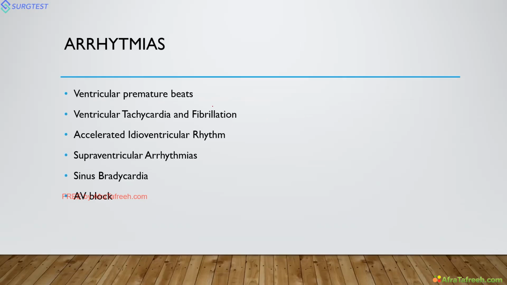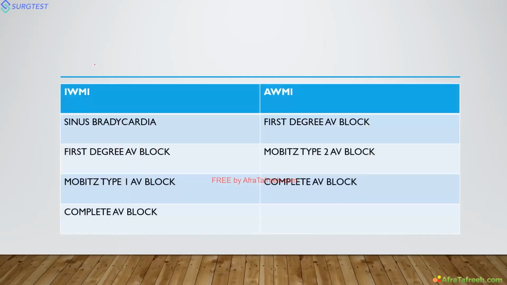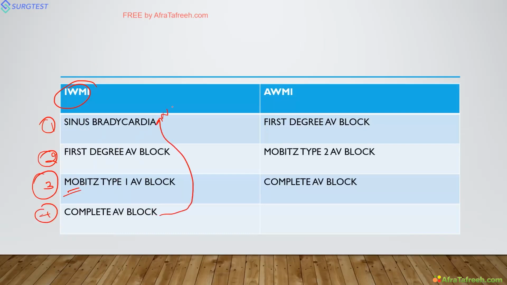Then arrhythmias, everyone knows. Any arrhythmia can develop: VPCs, ventricular tachycardia, supraventricular arrhythmias, sinus bradycardia, AV block. Our main concern is AV block. In inferior MI, there is a staged progression. First sinus bradycardia will develop, then first degree AV block, then Mobitz type 1 AV block, which is the most common, then complete AV block. It develops slowly, and if you revascularize, it will revert to normal sinus rhythm.